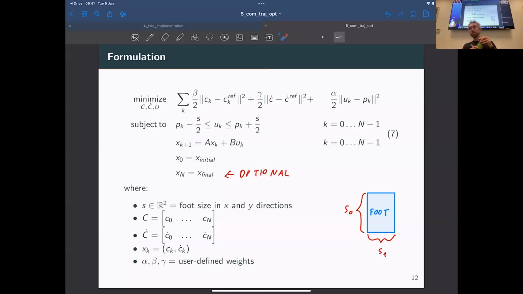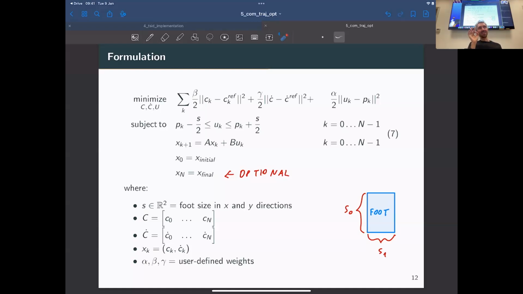I don't get the point on why we solve this problem. We were asking to decide which is the reference for the center of mass and the center of pressure. And here we are solving for the center of mass and the center of pressure, given a reference that we still haven't found. Okay, yeah, good point.